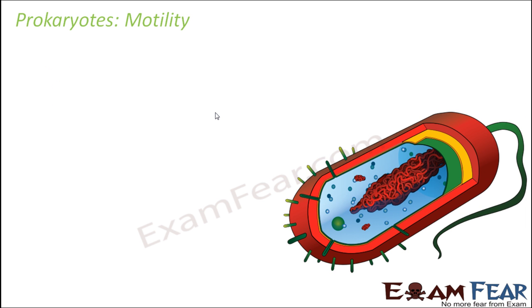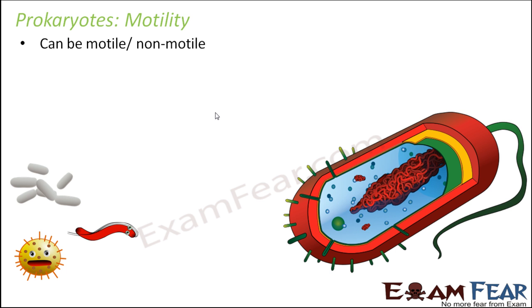Now we will talk about the motility of prokaryotes. So can prokaryotes move, or are they static? Of course they can move. However, there are few prokaryotes which cannot move. So they can be motile or non-motile. So let me give you some examples of motile prokaryotes and non-motile prokaryotes. When you talk of motile prokaryotes, most of the spiral bacteria or the bacillus bacteria, they are all motile. So examples of motile bacteria would be the spiral bacteria or the bacillus ones, the cylindrical ones.